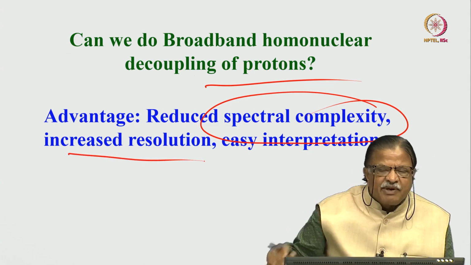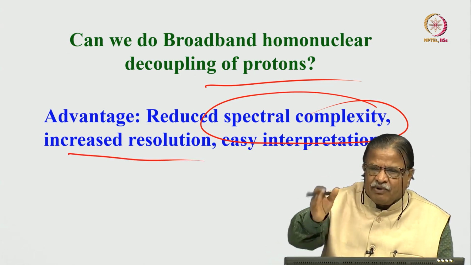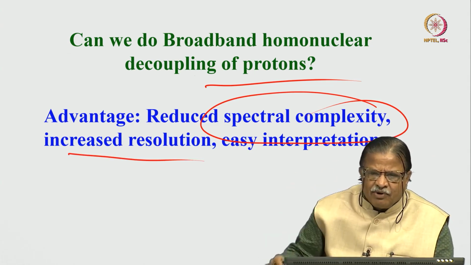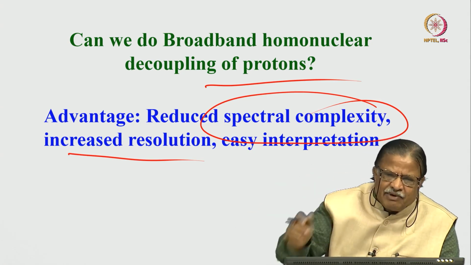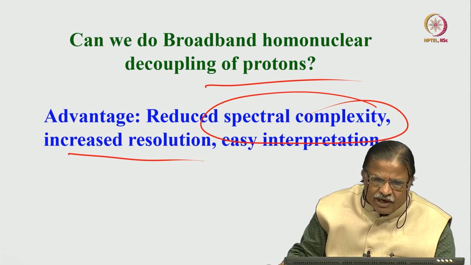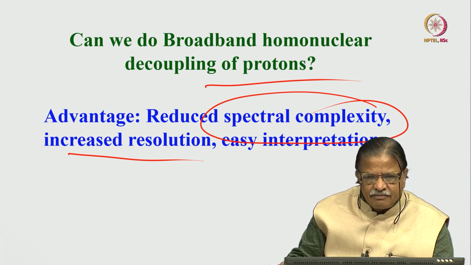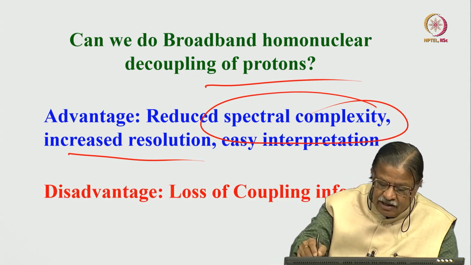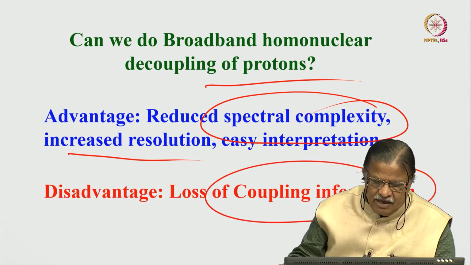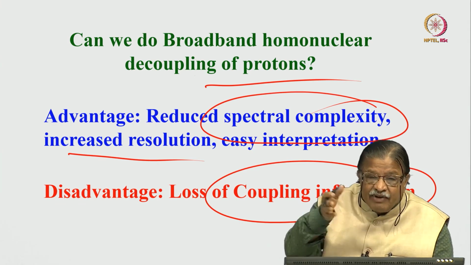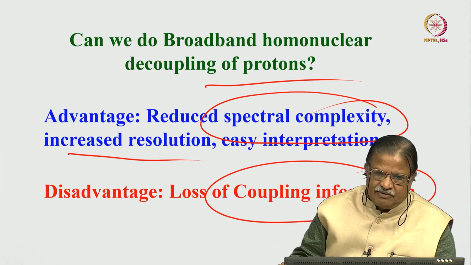Interpretation of the chemical shift becomes easy. You can identify the chemical shift of each of the individual protons, because when you remove the complexity, each peak corresponds to the particular chemical shift of chemically inequivalent protons. There is an advantage. But what is the disadvantage? You have lost coupling information.